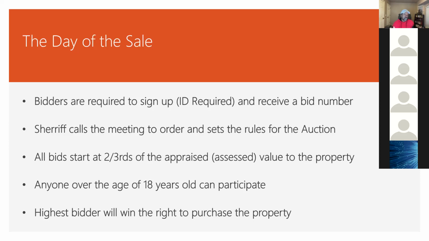Let's say they started at 2/3 of the property. Let's say it was $60,000. So the opening bid is 60,000. You may decide you just want to bid 70. You can hold your hand up and say 70,000, and that'll be the bid. The next person behind you can say 70,100, right? Whatever that minimum bid is, they normally say at least $100. You've got to outbid the next person by $100, and you've got to be at least 18 years of age to participate. And the highest bidder is going to win the right to purchase that property. Any questions?